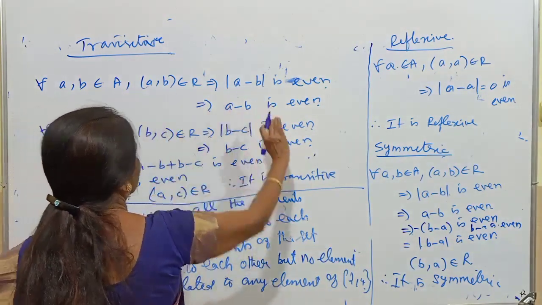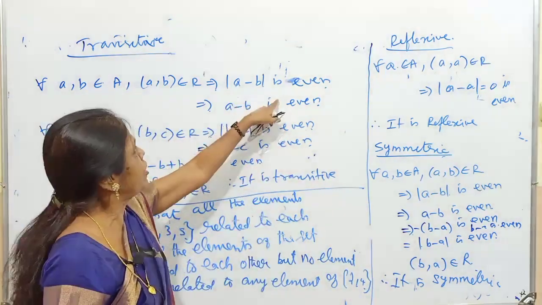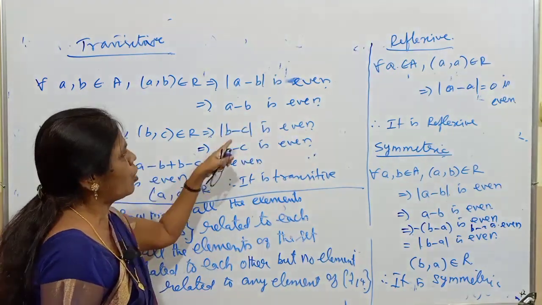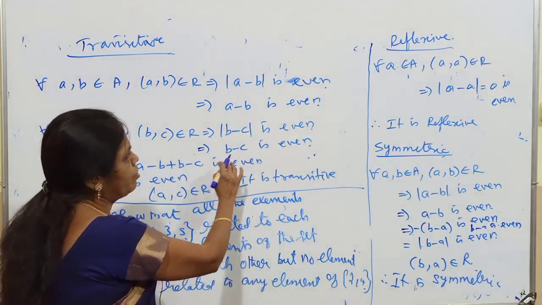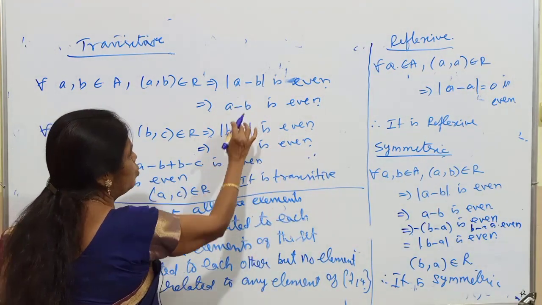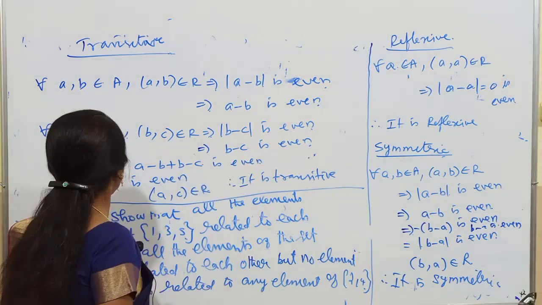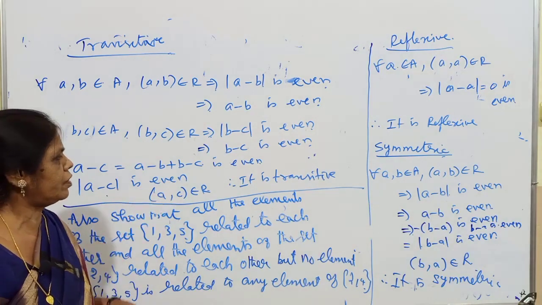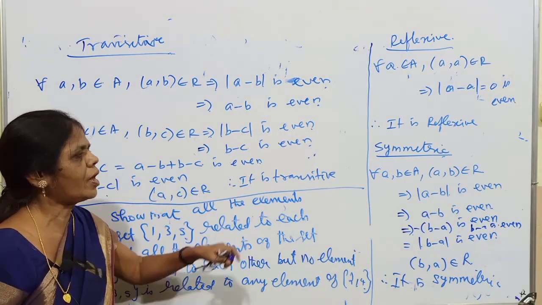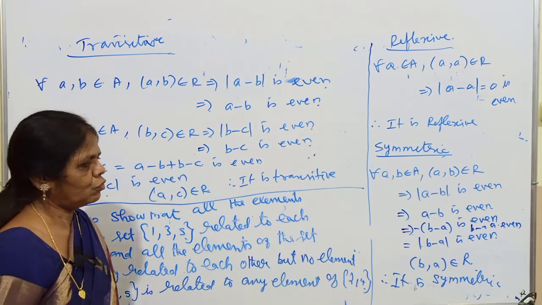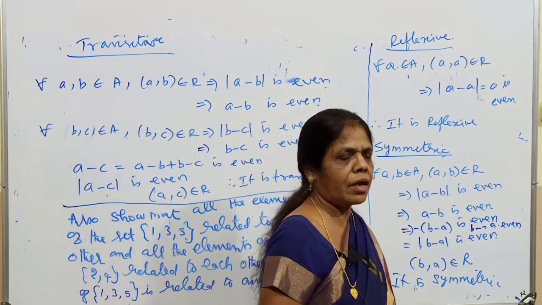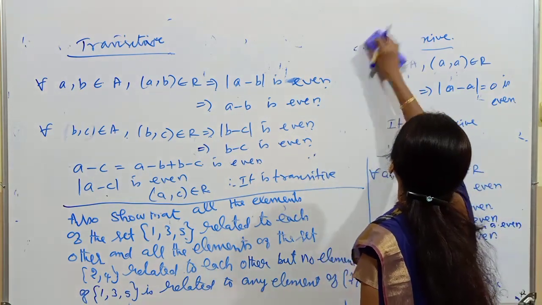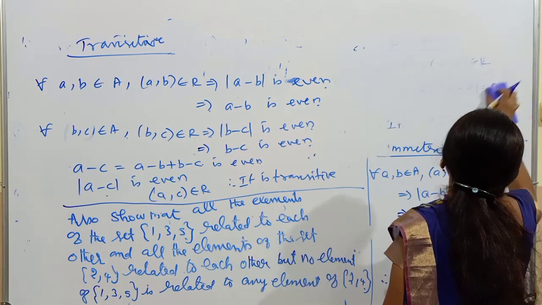Now look at this one. Transitivity: modulus of A minus B is even, so without modulus it is even. Again B comma C belongs to R, modulus of B minus C is even, then B minus C is even. The sum of the two even numbers is also an even number. So if you are taking modulus, that is also even. Therefore A comma C belongs to R. It is transitive. So you have to say this always. For that they will give you 1 mark. I'll write it here.